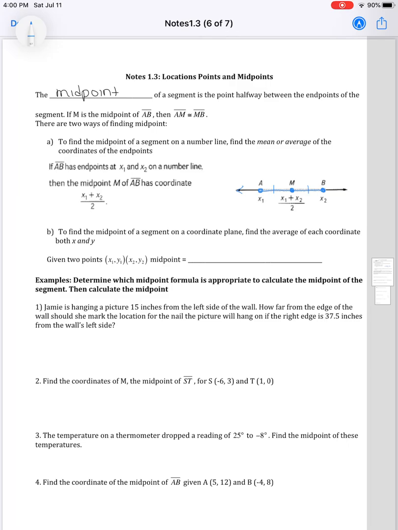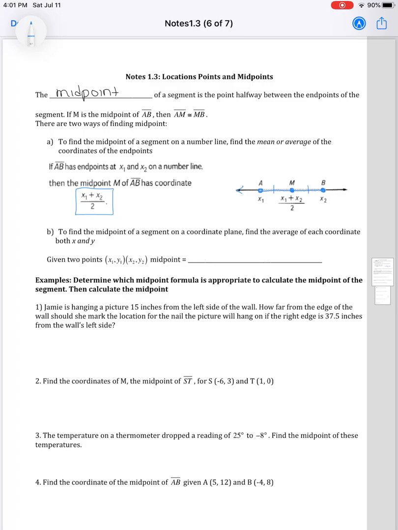So again, there's two ways of finding midpoints, just like there was two ways of figuring out distance. If you're given a number line or two endpoints on a number line, then the middle is like the average. So you're adding the 2 points up and you're dividing it by 2. That's how you would take the average. So that's on a number line.